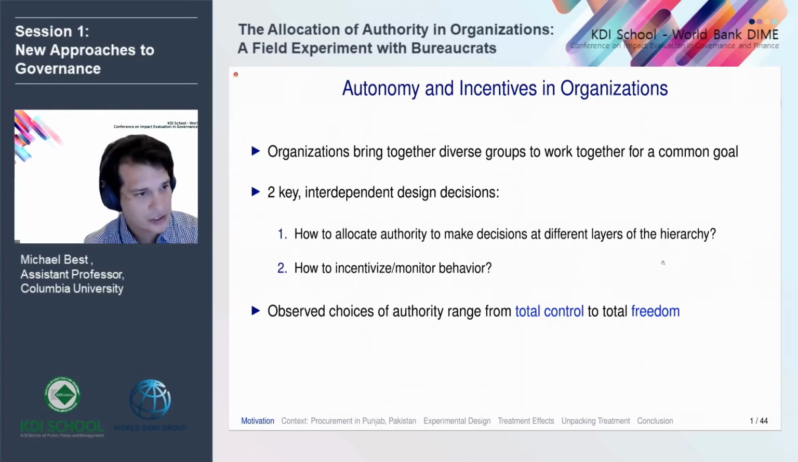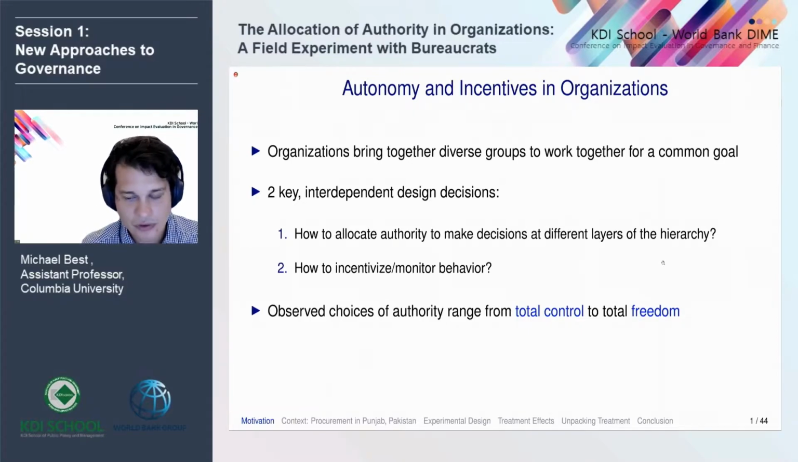And when one is setting up an organization of any type, and in particular in the public sector, there are going to be these two key decisions that need to be made about the structure of the organization. The first one is going to be to think carefully about how to allocate the authority to make decisions at different layers of the hierarchy of the people who work in the organization. And then once one has allocated decision rights at different positions in the hierarchy, one needs to consider how to incentivize and how to monitor the behavior of the individuals who work at the various positions in the hierarchy.